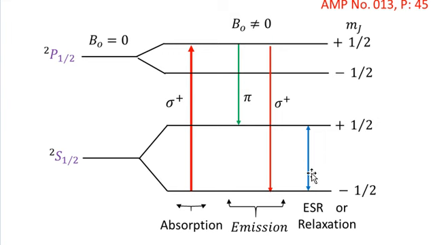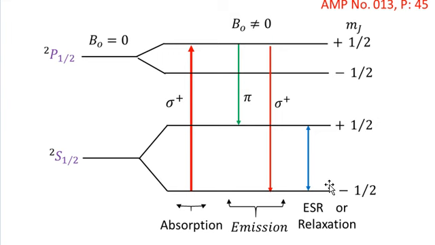Their separation indicated with this blue arrow can be determined very precisely using the double resonance experiment, and using especially the light emitted by the green wave, by the green transition. And the transition from the mj equal to plus half level to the mj equal to minus half level of the ground state will be through the electron spin resonance or the relaxation.